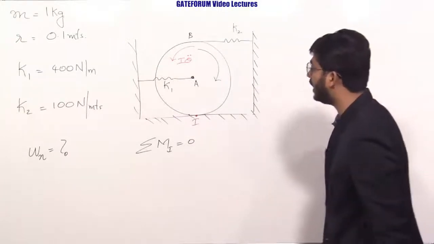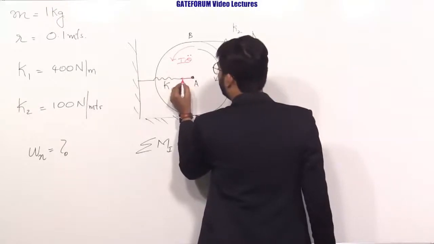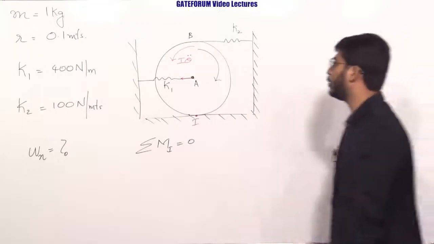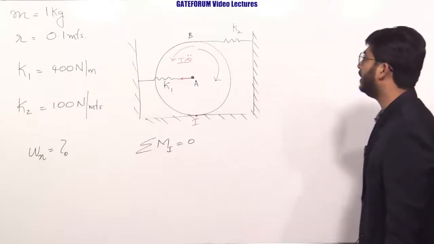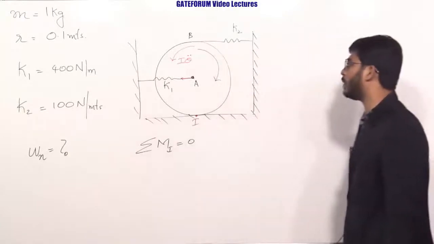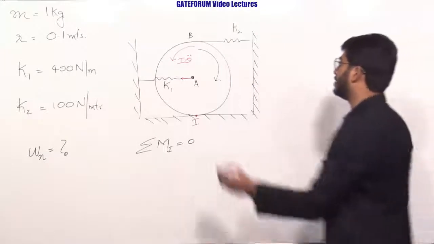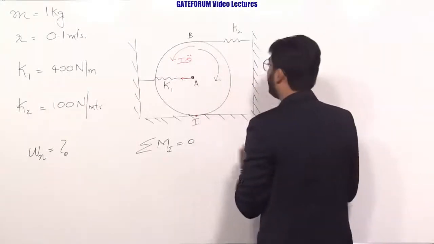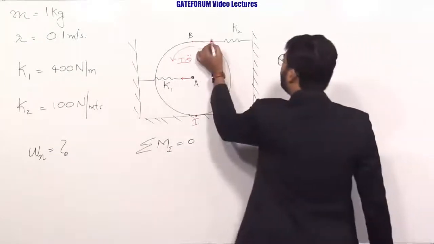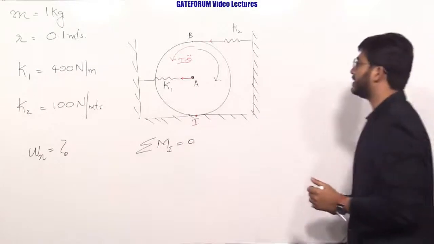So the force on A will be a tensile force, directed from A towards the left-hand side. Next, when the spring is tending to rotate in clockwise direction, that is, spring K2 will be compressed. The force on point B will be a compressive force. For compressive force you have to mark in this direction. Okay, now we have to mark in this direction.